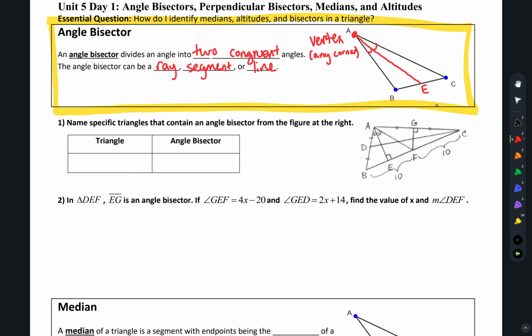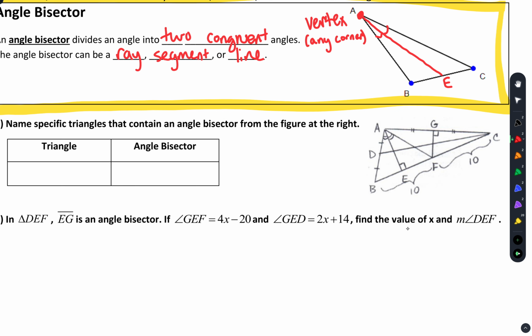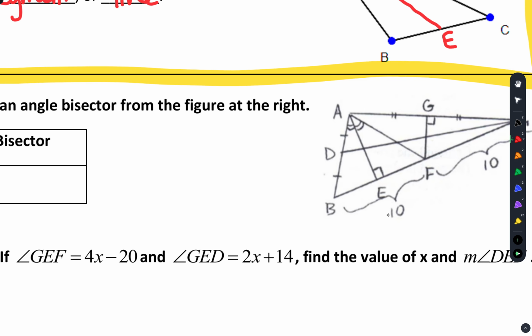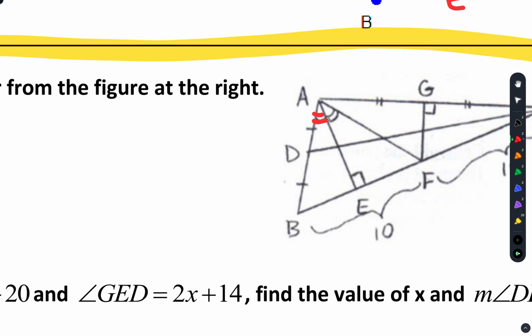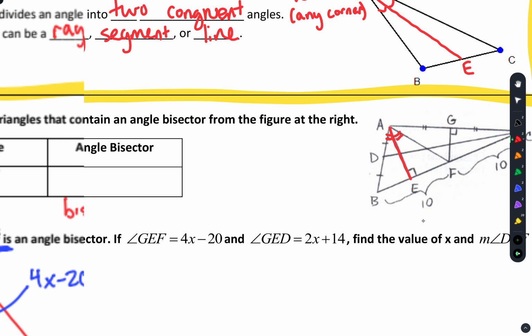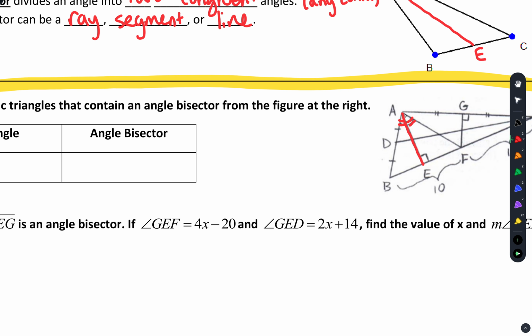Fantastic. So if I look at this diagram, we're going to get real familiar with this diagram. We see it about 4 times. I want to name a specific triangle that contains an angle bisector from the figure at the right. So I am specifically looking for, where do I see a line with 2 congruent angles on either side? The only place that I see that in this diagram, I'll give it to you for the first one, is here and here. This segment AE is the angle bisector of that triangle ABF.